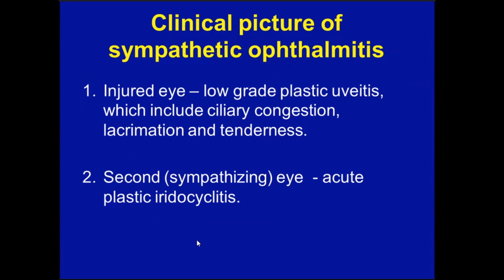And the clinical picture of sympathetic ophthalmitis. As for the injured eye, low-grade plastic uveitis, which includes ciliary congestion, lacrimation, and tenderness. And the second eye, the sympathizing eye, which was normal, we see acute plastic iridocyclitis.